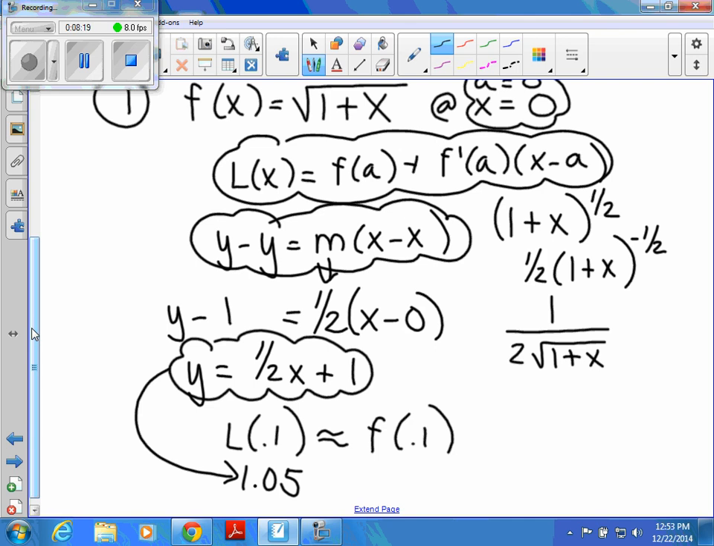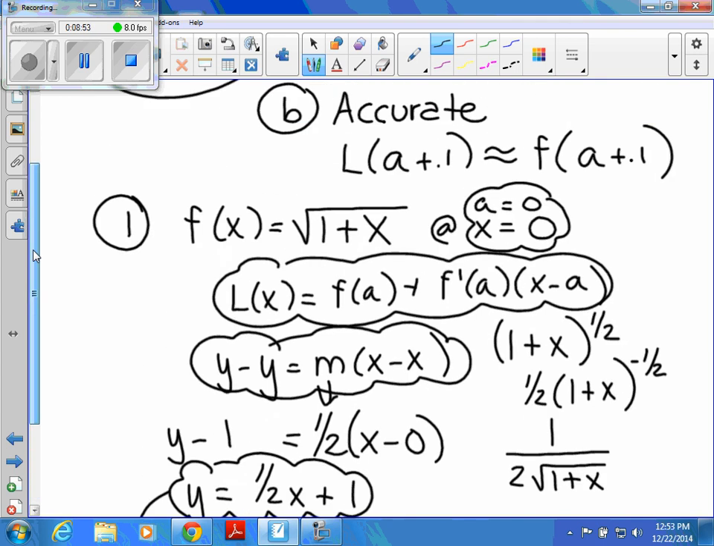You take the square root of 1.1, right? Which is 1.048888. Did we find the right line? Are they really close to each other? Do we find the right line? Yes. Because the linearization line is that close to the actual. We found the right slope, right? The right tangent line.